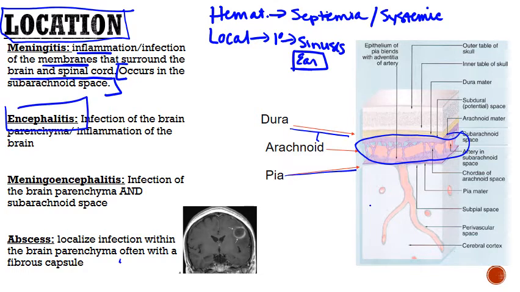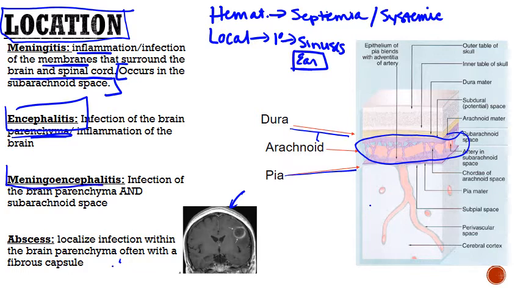With encephalitis, we're actually going to see infection of the brain parenchyma and inflammation of the brain as well. And that's not good, right? Because the brain has this hard skull material, and we don't want our brain swelling, right? Because it's between a rock and a hard place. It's coming up against the skull. So that's not good.